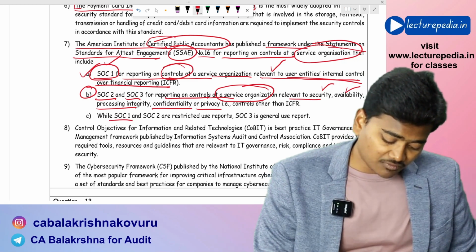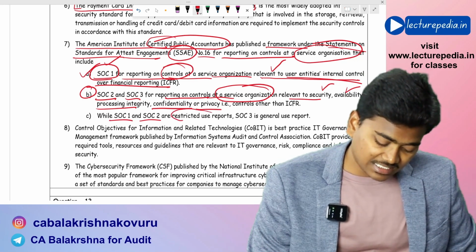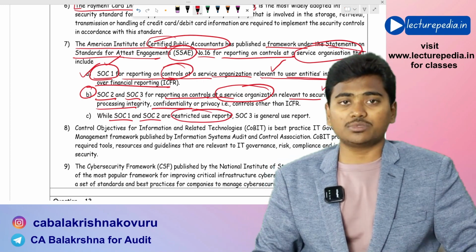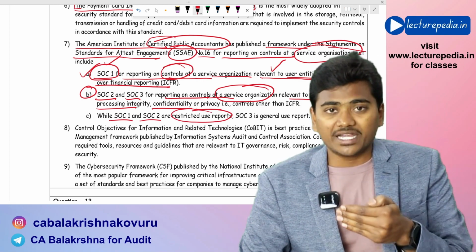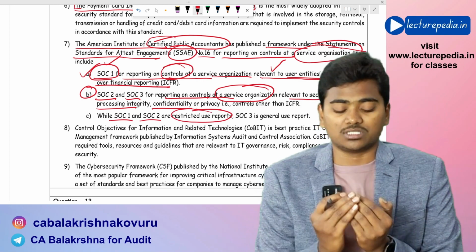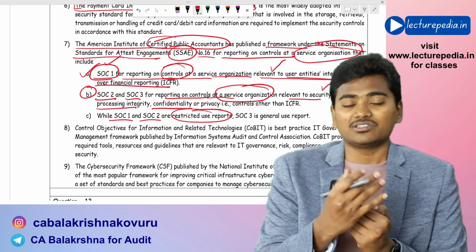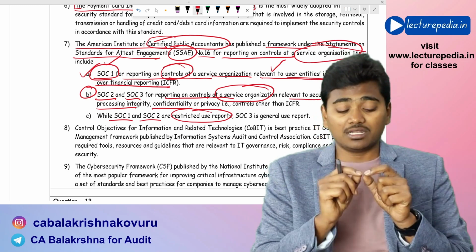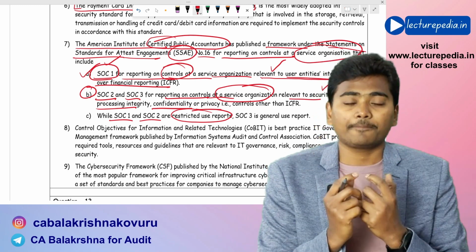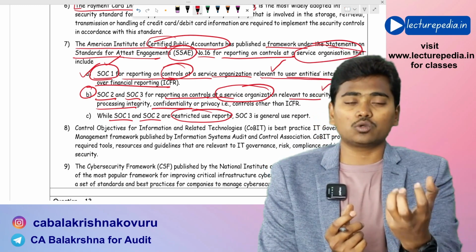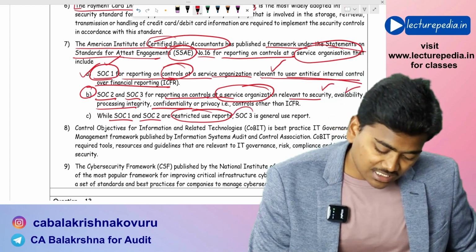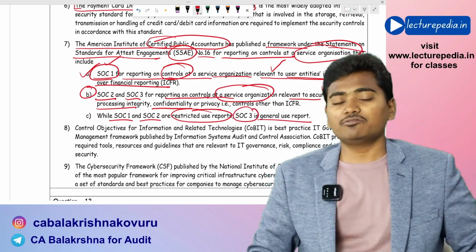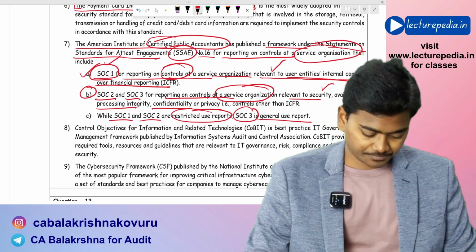Now, SOC1 and SOC2 are restricted use reports. Restricted use reports means they will be made available only to the internal users. They will not be made available to the general public. Also these restricted use reports will have detailed analysis regarding the controls of the entity. Whereas SOC3 is a general use report. It will be made available to the public.